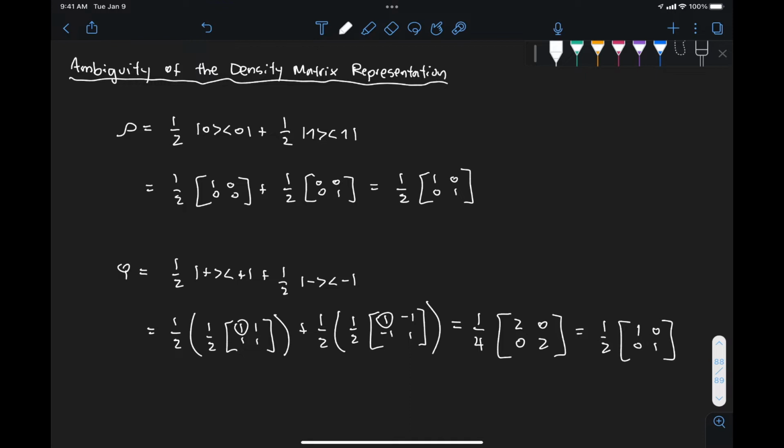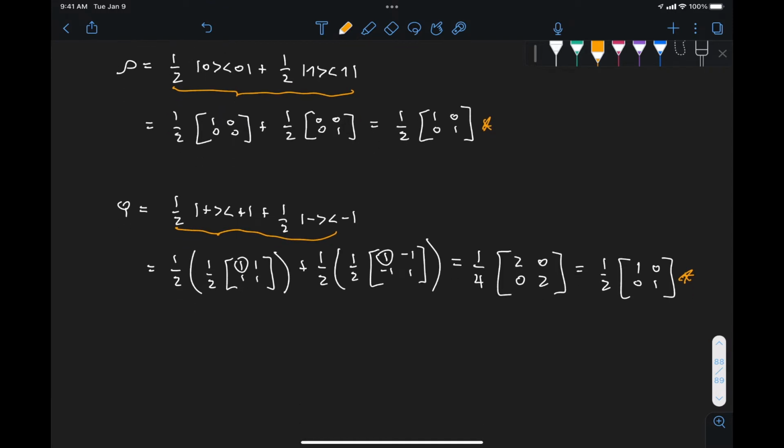So here we can see that these two different preparations, of having with classical probability 1/2 state 0 or state 1, or with classical probability having state plus or state minus, give us the exact same density matrix, making it non-unique. Now you might say, well, maybe this is the case because this state is formed by 0 and 1, which are orthogonal states in the computational basis, and these ones are state minus and state plus, which are orthogonal states in the Hadamard basis. So maybe this is a very special case, but this is really not true.